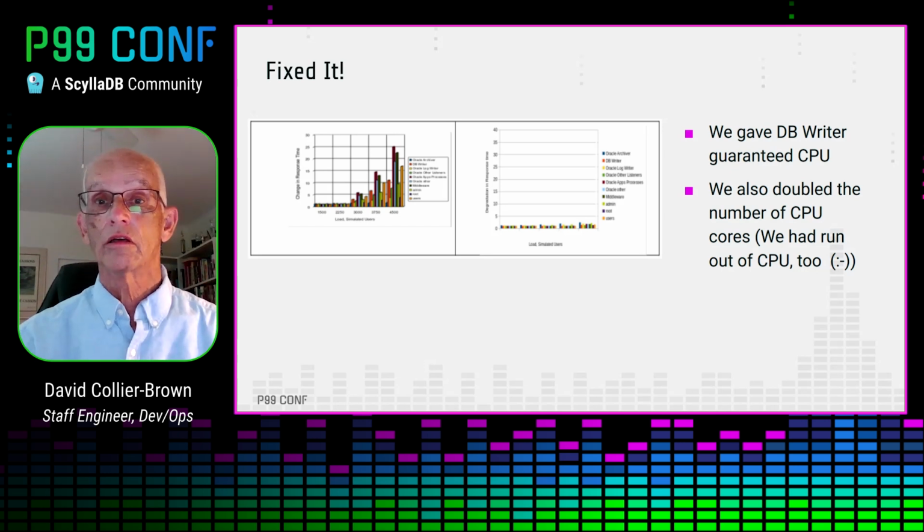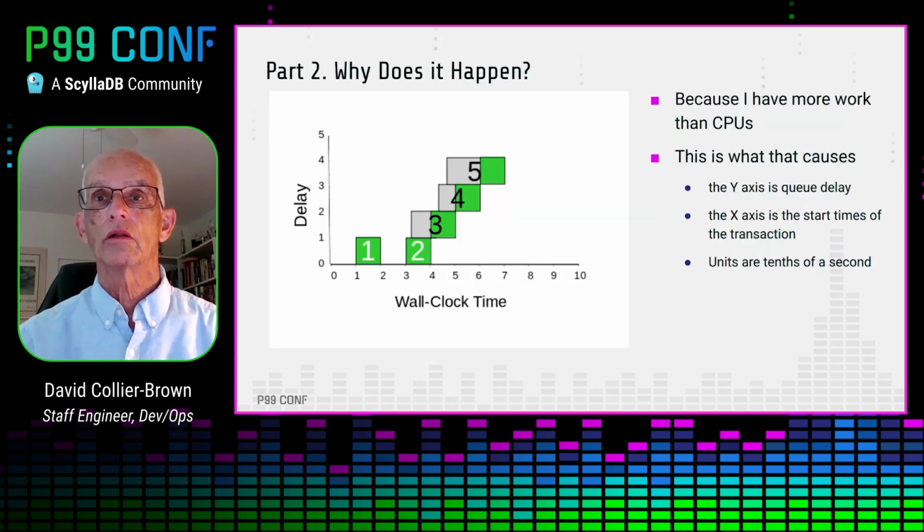Okay, that's why I care, but why does it slow down? Well, because I get 2 requests when I only have 1 CPU. One is going to run, and the other one waits in queue. If I get a whole bunch of requests, it's even worse.